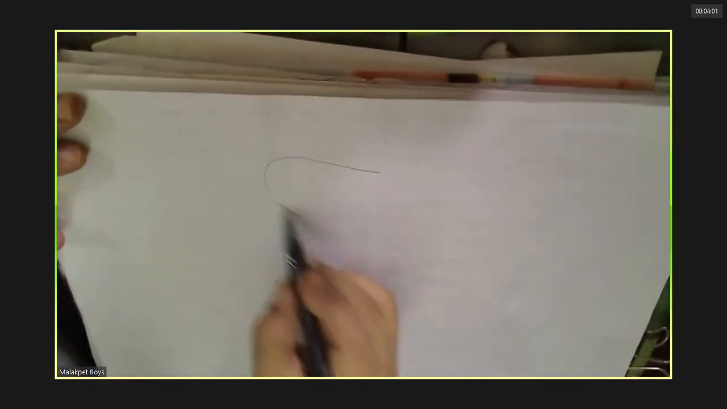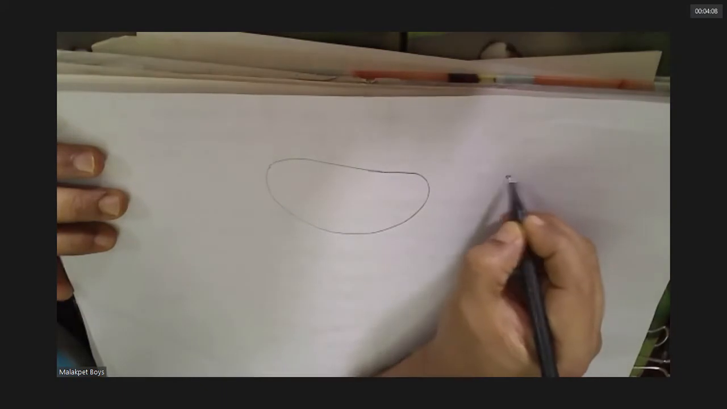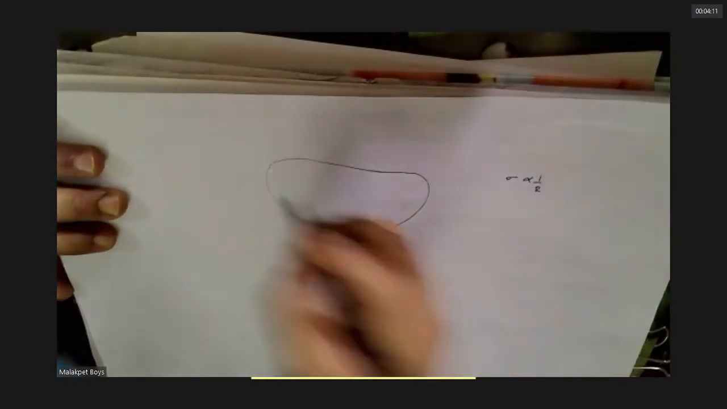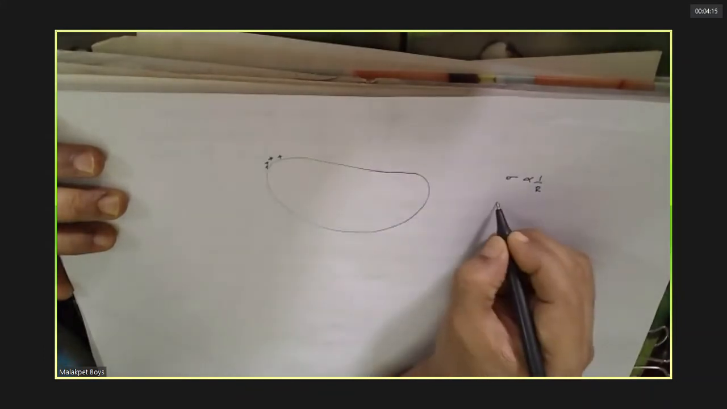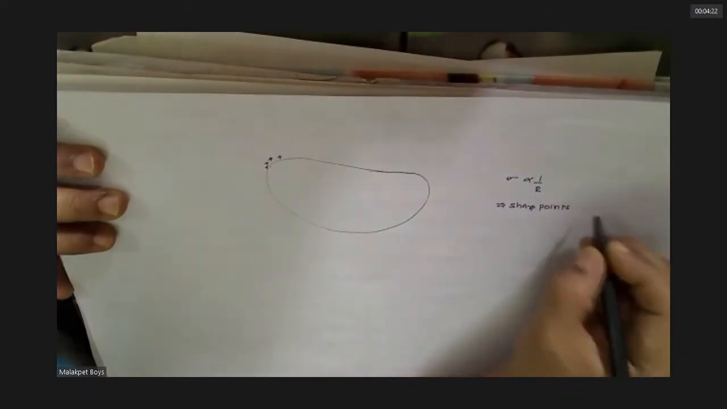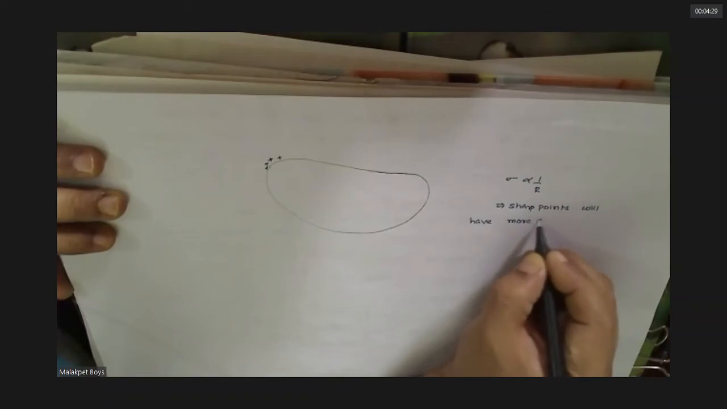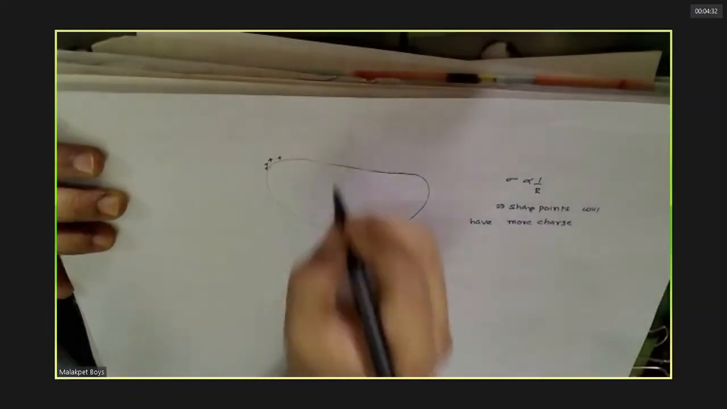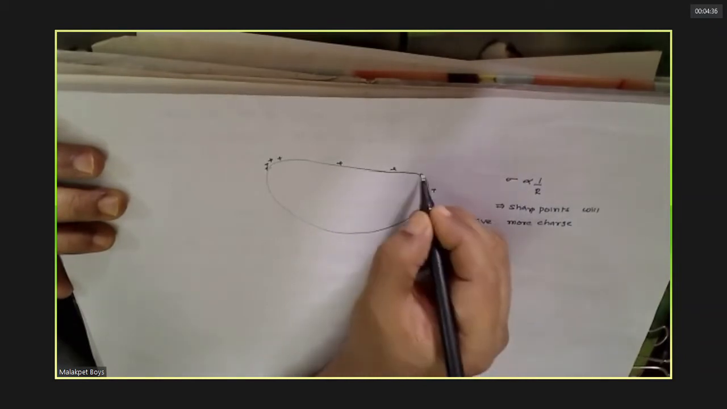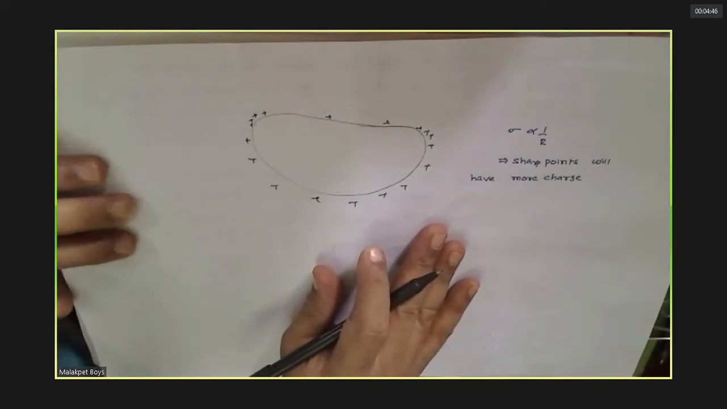We have seen that any charge given to a conductor will be residing only on the surface of the conductor, and it follows that sharp points will have more charge. Okay, that means you can see here that the charge distribution will be according to this.